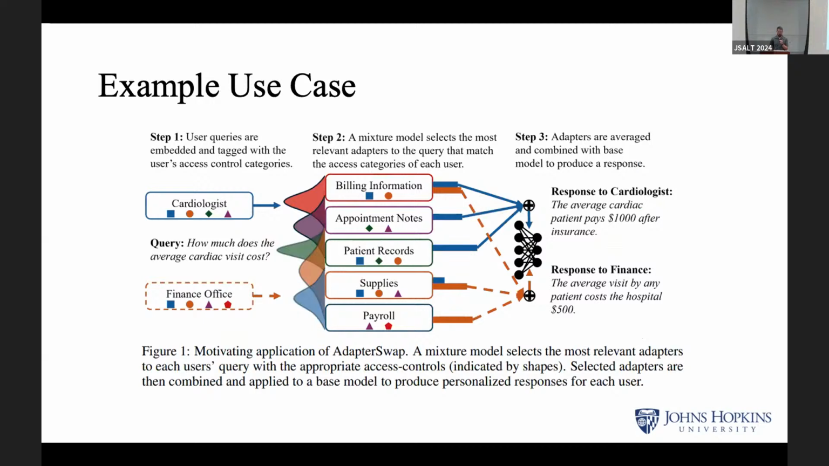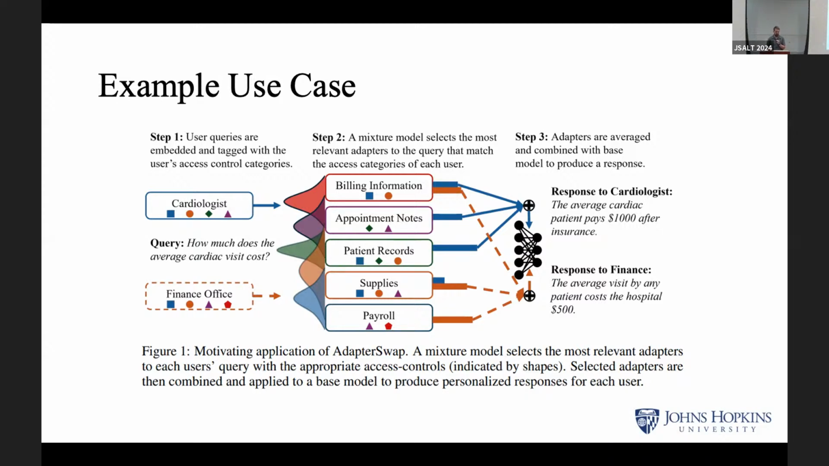So here's an example use case. You have a cardiologist and a person from a finance office at a hospital. Both of them have different access control categories represented by the little colored shapes in the box. And both of them are asking the model the same question: How much does the average cardiac visit cost? Now, we have several different adapters here: billing information, appointment notes, patient records, etc. The cardiologist has access to a different set than the person in the finance office, which you would expect. So those get masked according to access control category.